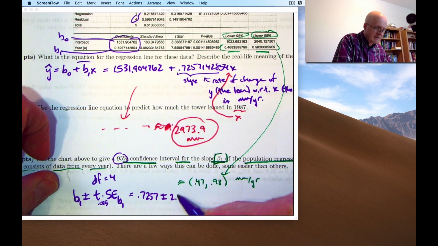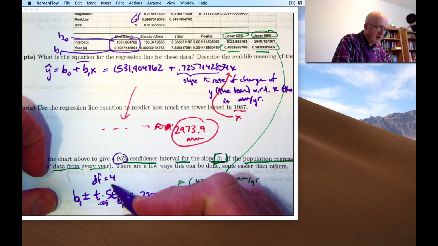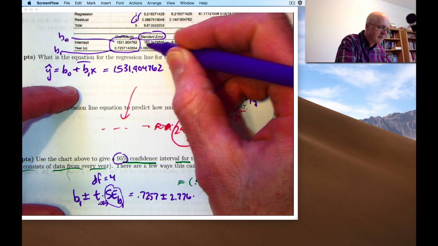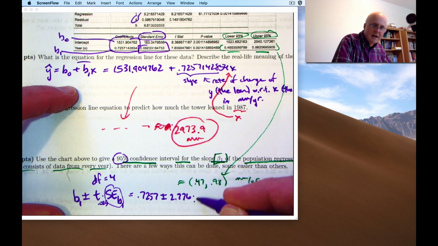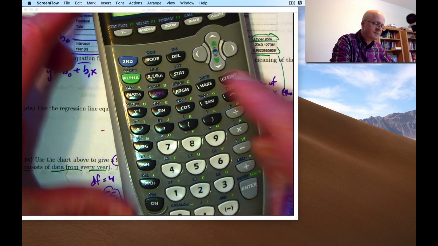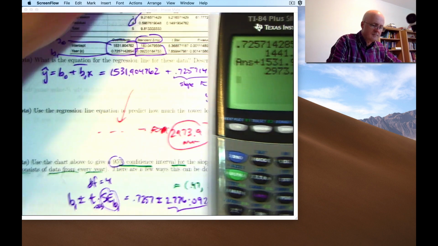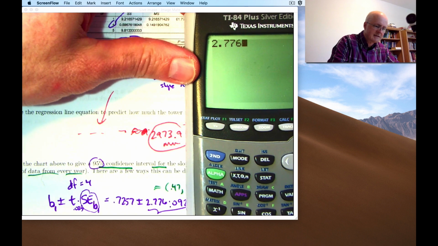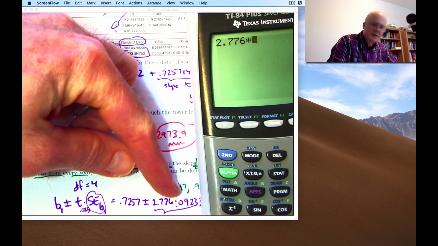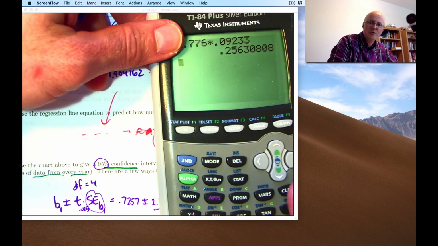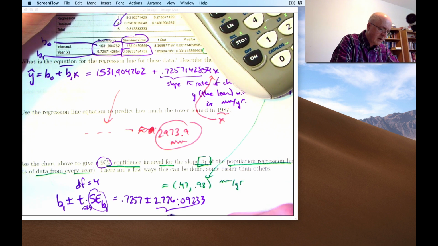Plus or minus 2.776. What's the standard error for B1? That can be found under this thing here, standard error. It's this one right there, 0.09233. If I multiply those, what do I get? Again, 2.776 times 0.09233. Looks like my margin of error is about 0.26. It's approximately 0.26.